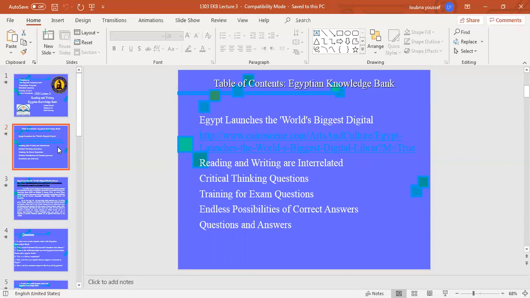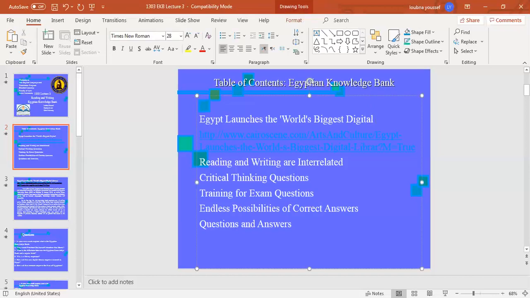What does launch mean? It means the first start of this bank. Now, launch in Arabic means al-intilaqa. Intilaqat bank al-ma'rifa al-misri. And the title of the passage is: it's the world's biggest digital library. So the Egyptian Knowledge Bank is a library, a digital library. Okay, so I have the website so that you can go to the website and read some more.